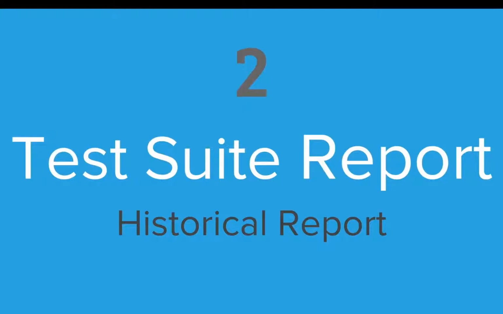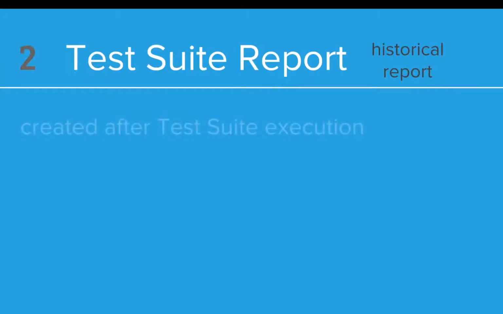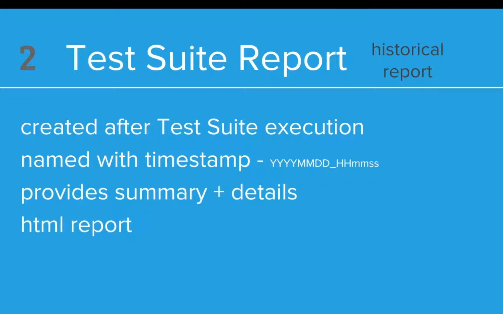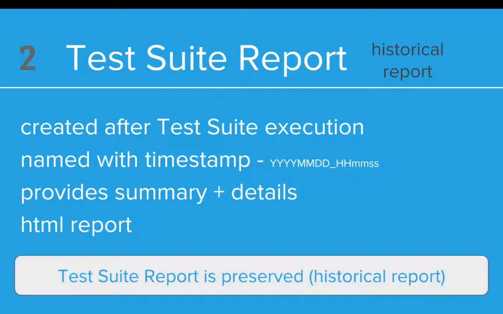So let us look at the major features of the test suite report. This is created after test suite execution. It is named with a timestamp. It provides all the summary plus details, and we also get an HTML report. And the test suite report is preserved, and therefore it's a historical report. It is written to your disk, so even if you exit your Katalon Studio, this report will be preserved.